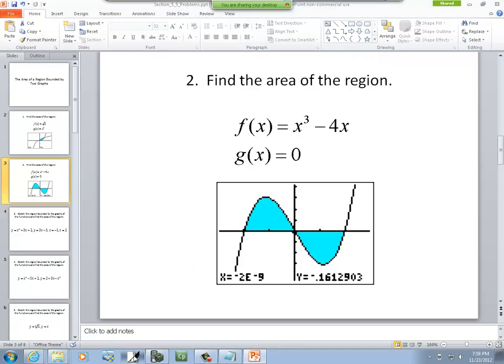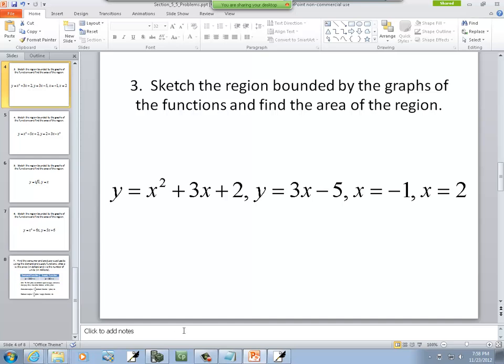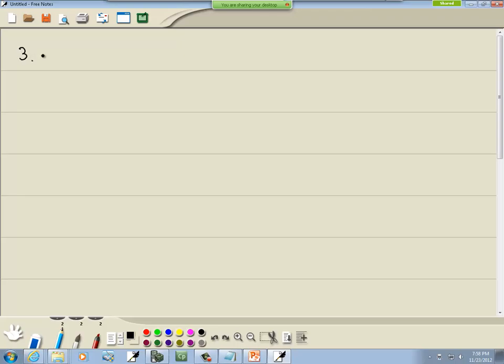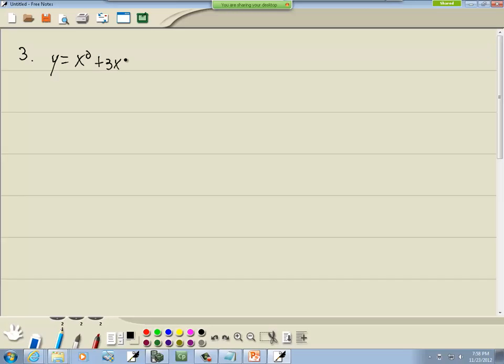Okay, let's look at our next problem. It says sketch a region bounded by the graphs of the functions and find the area of the region. Okay, so we got y is equal to x squared plus 3x plus 2, and y is equal to 3x minus 5. x is equal to negative 1, and x is equal to 2.